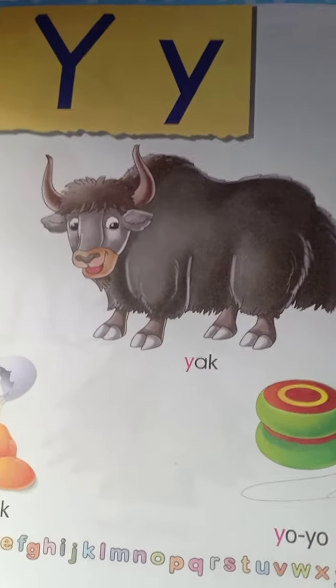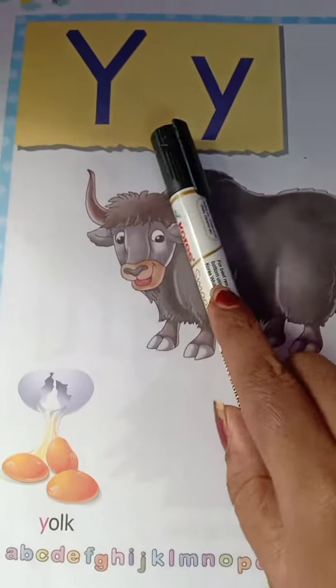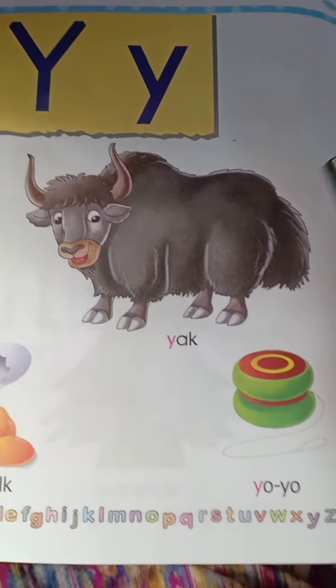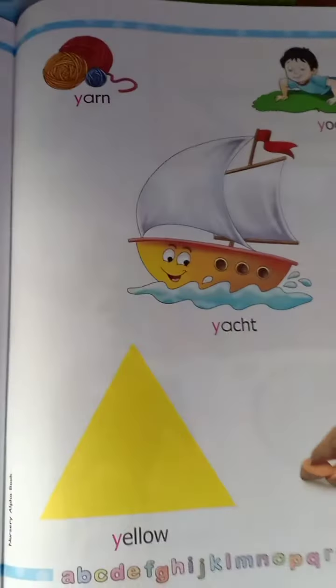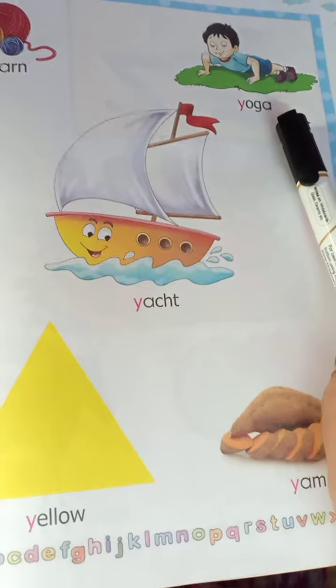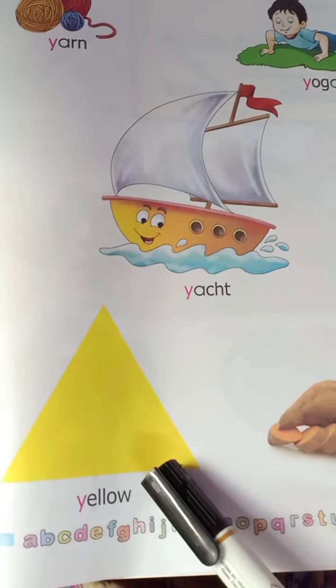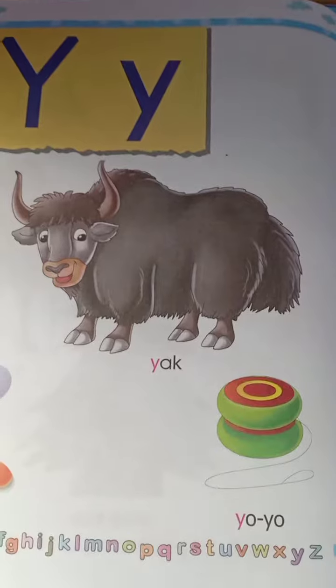Good morning, children. Today we will read the alphabet capital Y and small y. Let's see what are the items with the alphabet. Y for yak, Y for yoke, Y for yo-yo, Y for yarn, Y for yoga, Y for yacht, Y for yellow, Y for yam. So these are the things with the alphabet Y.